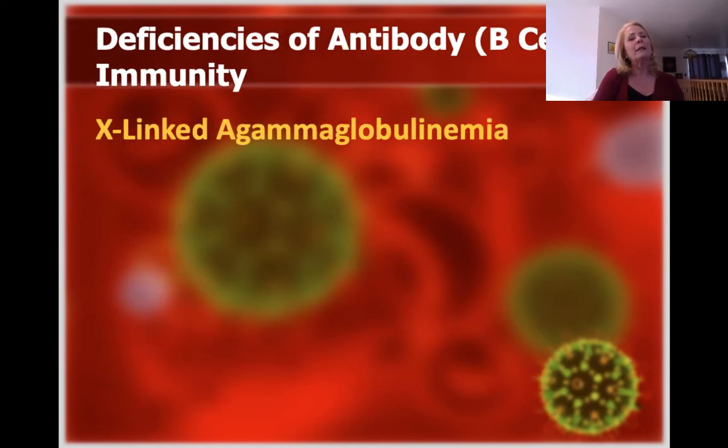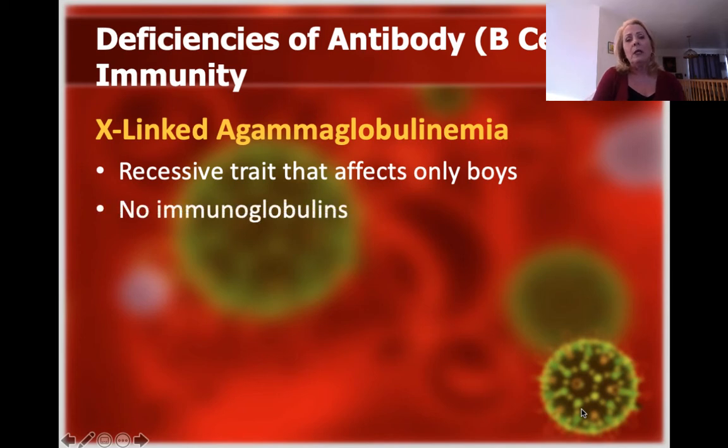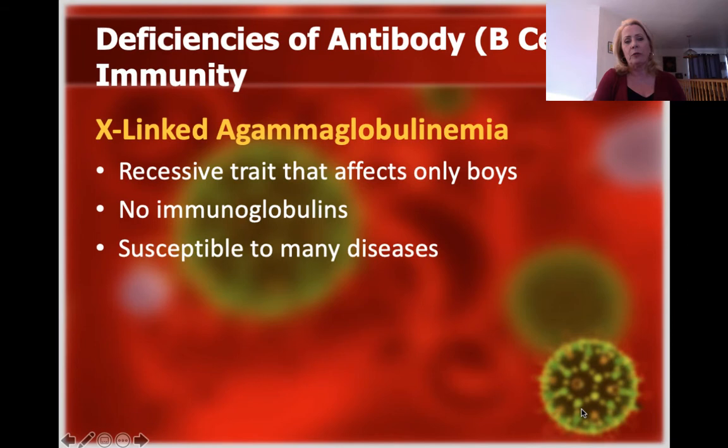So X-linked agammaglobulinemia. All right, so the first one is called X-linked agammaglobulinemia. Now, X-linked means that this is found on the X chromosome. The A means that it is not there, and emia is in the blood. So this is a recessive trait that affects only boys. There are no immunoglobulins at all being produced, okay?